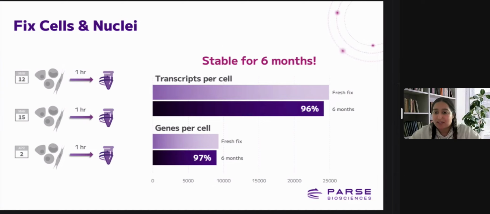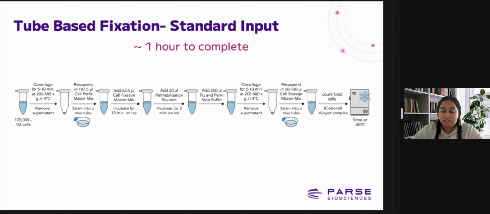We make sure that if the sequencer isn't ready for you until 2 weeks from now, that's okay. It shouldn't affect our gene or transcript level because by the time we barcode it, we're going to be using our fixed samples. So what does the workflow look like for fixation?